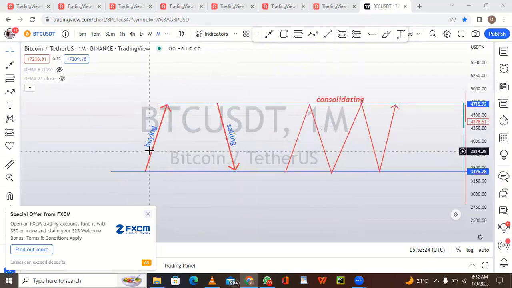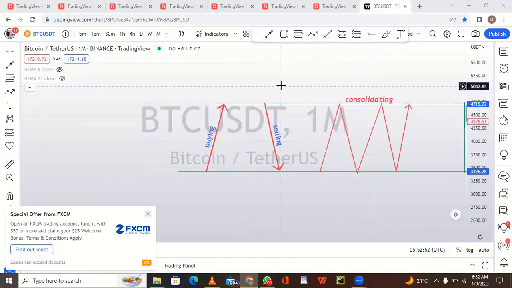When we talk about a buying market, this is how it looks. You see the market rallying to the upside. And when we talk about a selling market, you see the market rallying to the downside. But when the market is consolidating, you see the market confined within a zone. You can neither say the market is buying nor selling. It's just within a zone, making a zigzag move in this form.